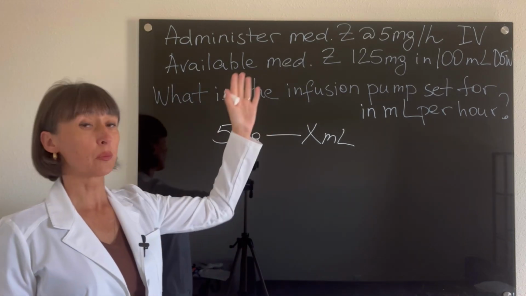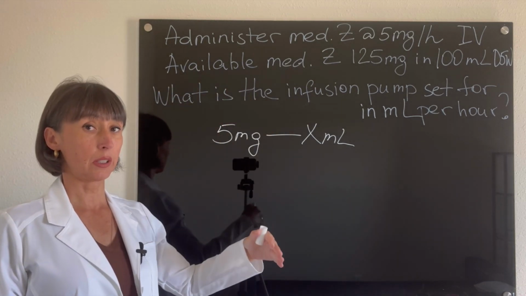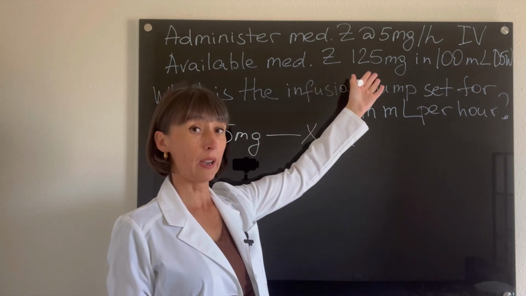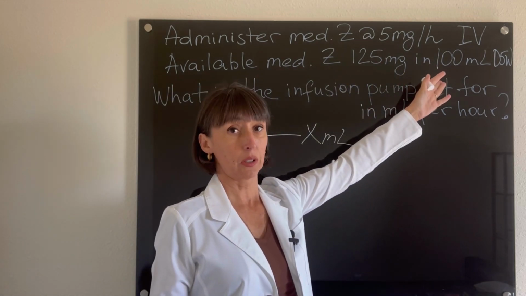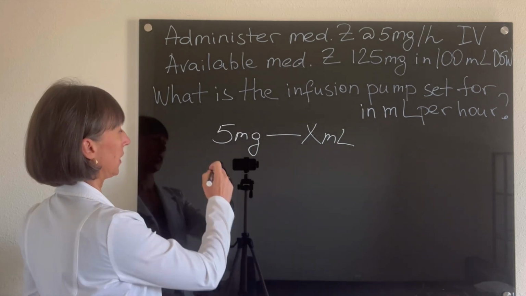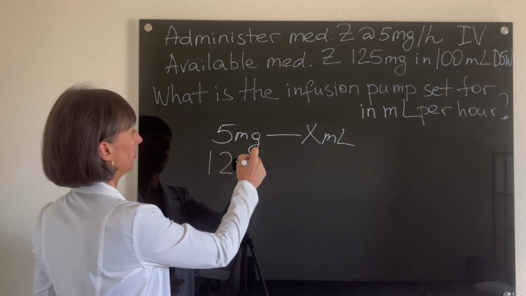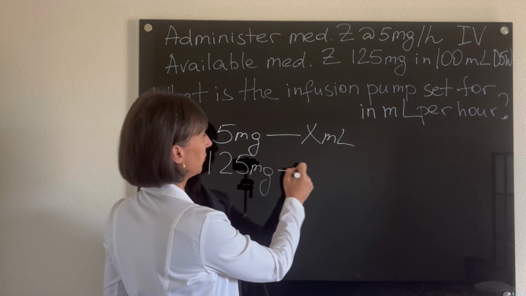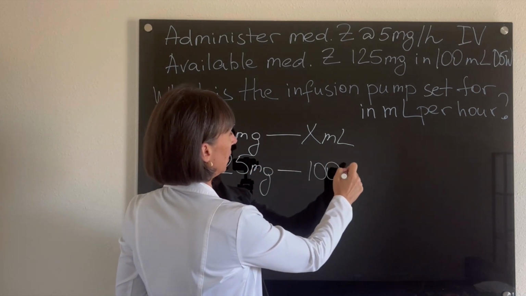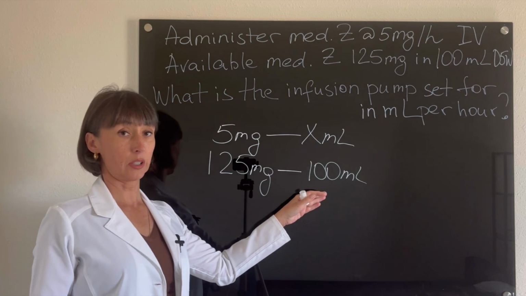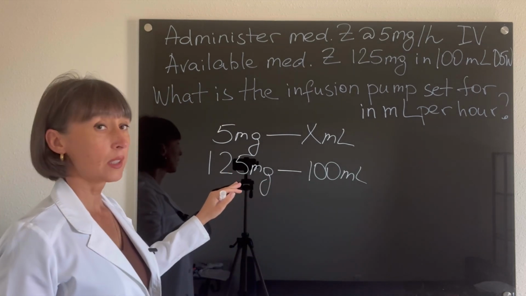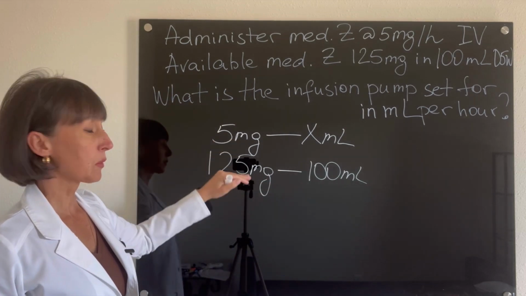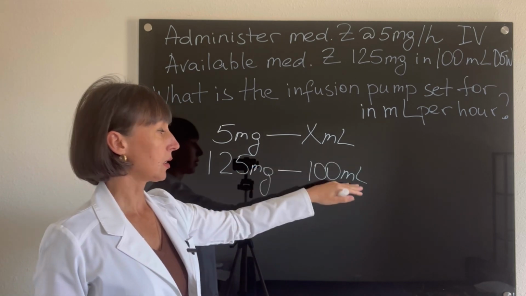Now, what do we know from this problem about milligrams and milliliters? We know that 125 mg is 100 milliliters. We're going to write it down just like that. 125 mg is 100 milliliters. Notice that I carefully placed my milligrams under milligrams, my milliliters under milliliters.